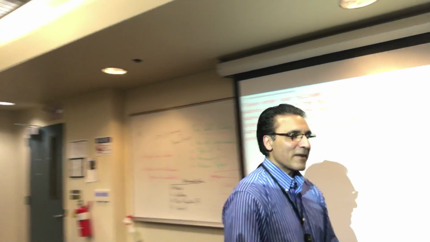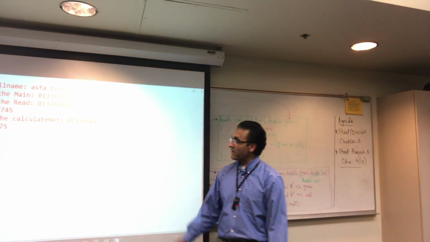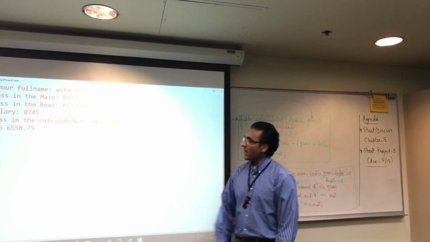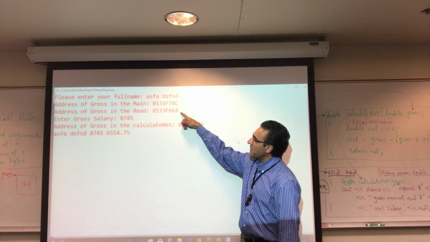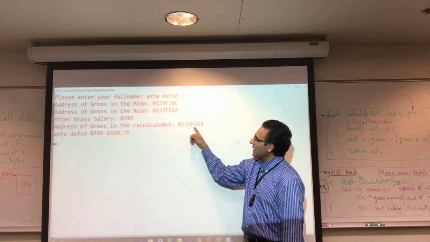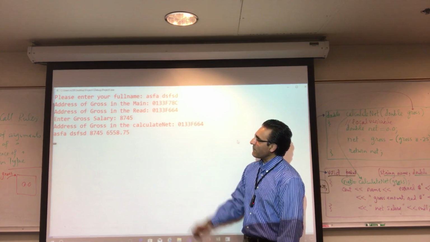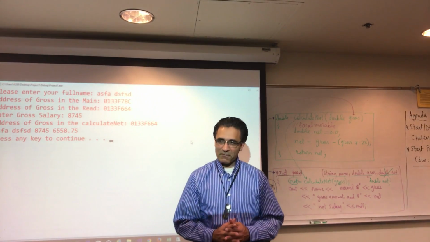But at least I'm partially right, and I'll figure out why it's showing me the same address in the 3rd function. I was hoping it will be a different value. You can see in the main function it is different. In the read function it is different. And then when I jumped on to the calculate net, it is kind of the same, which I'm very surprised to see because it is supposed to be different.